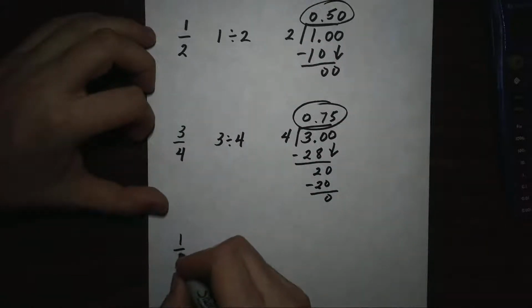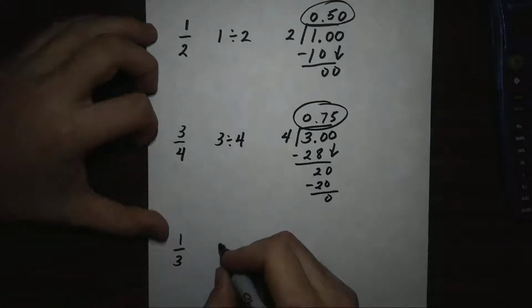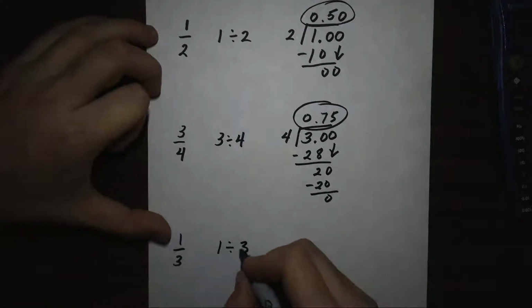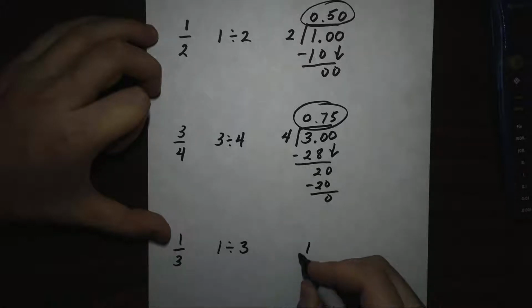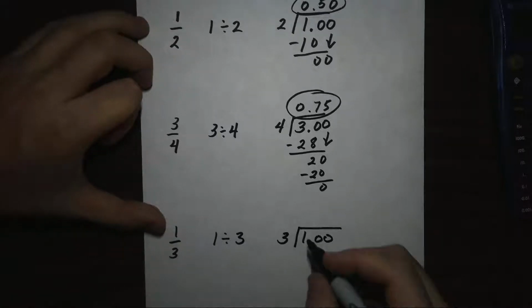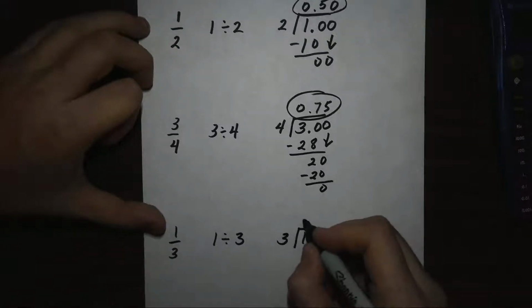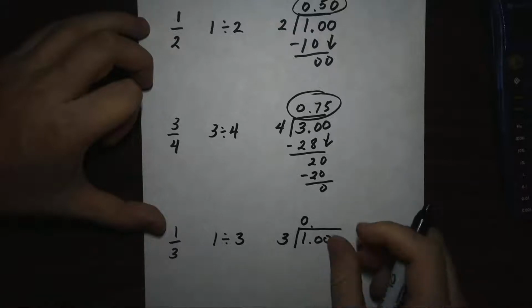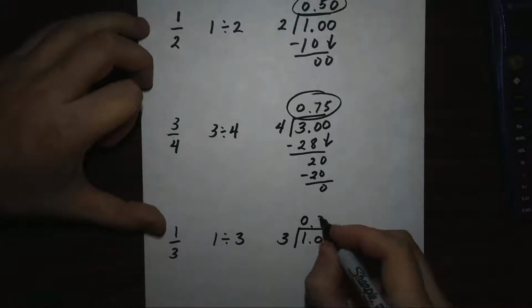Let's look at 1/3. 1/3 would be taking 1 and splitting it into 3 parts. So if we do the division for that, we can again make it look like money. And we'd bring our decimal up and start dividing. 3 doesn't go into 1. It goes into 10, however, 3 times.